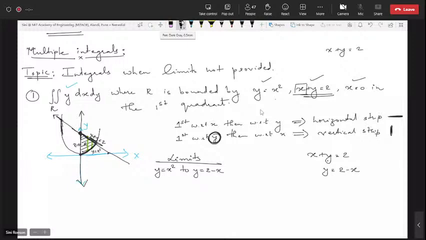2 minus x. So therefore this becomes the limits of y. Is the limit of y clear everyone? Yes, ma'am.